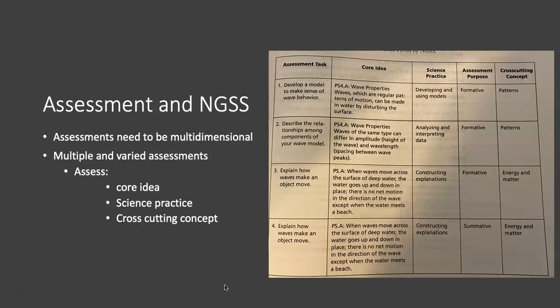And they're going to also need to recognize that there are patterns. So if you're doing a certain model where maybe students get a bowl of water and then they use different materials to create waves, they might start to see a pattern based on the materials that they're using to make the waves, how often the waves are being made, etc. So you need to assess not only do your students understand the core idea, but can they also practice the science and do they identify that cross-cutting concept?